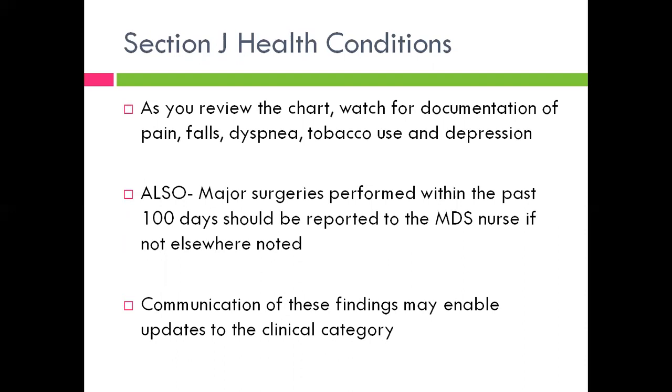Section J, which is health conditions on the MDS: as you review a chart, watch for documentation of pain or falls, dyspnea, tobacco use, or depression, because that can impact reimbursement. Depression is actually mapped on a separate section of the MDS, but we're not looking to be MDS experts here. We just want to make sure that our therapists are looking for information that might relate to depression, tobacco use, shortness of breath, pain, or falls.